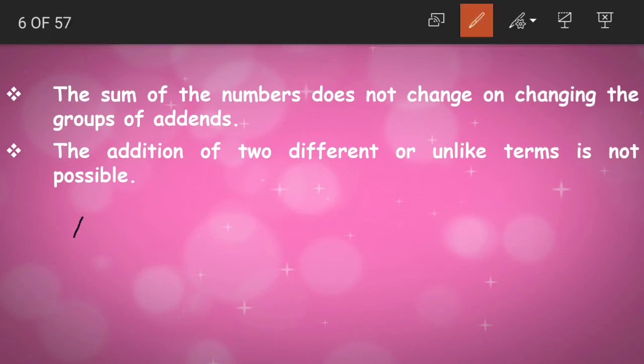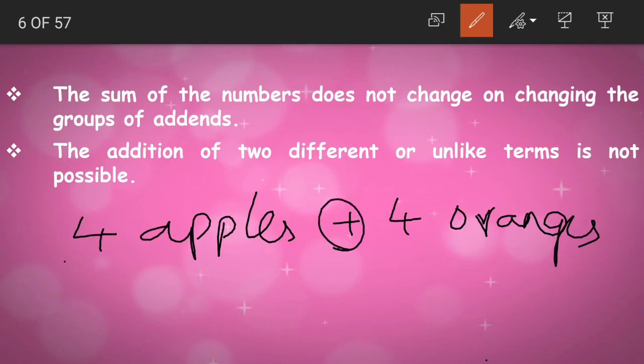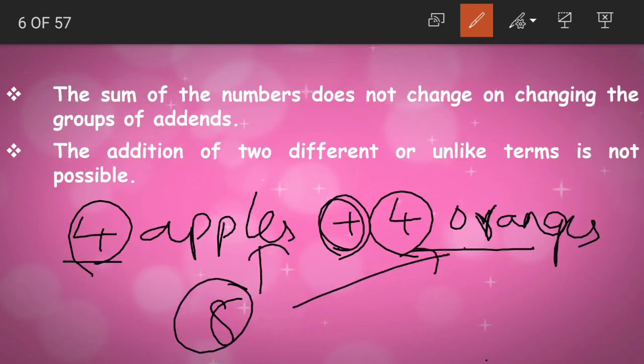If I say one basket has 4 apples and another basket has 4 oranges, and I ask you to find the sum, okay children. The sum of 4 apples and 4 oranges cannot be found. You cannot say 4 plus 4 becomes 8, but what are these 8? Are these apples or oranges? We cannot add these two terms.